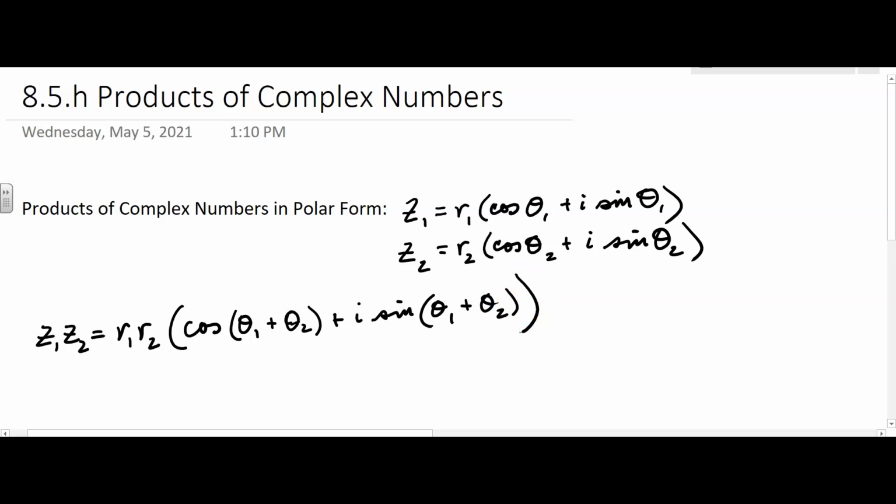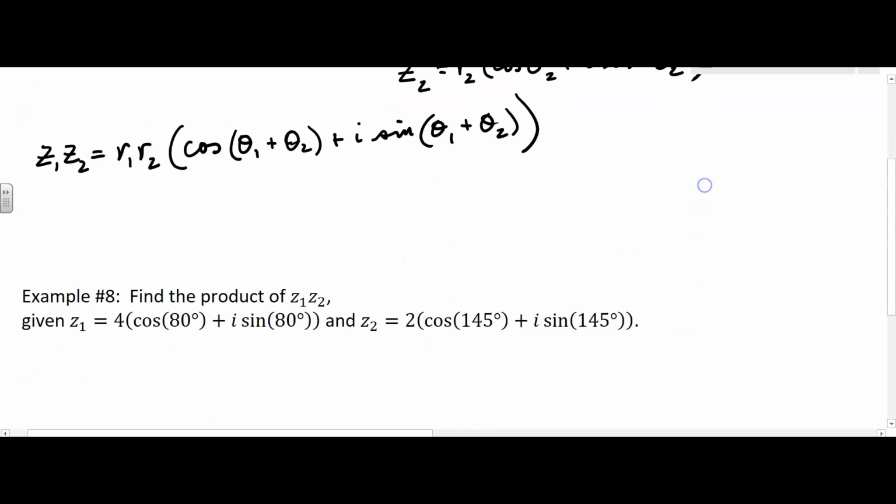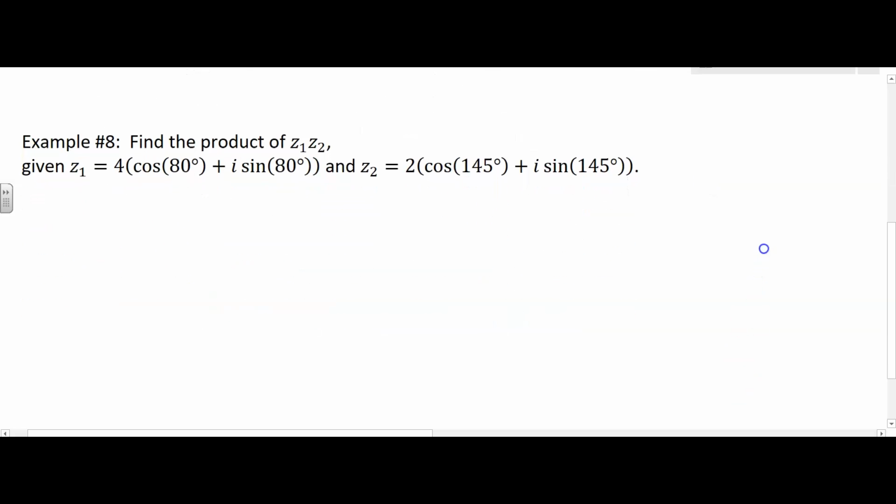Now you might be thinking, well, why don't we just do it in rectangular form? Wouldn't that be easier? Well, if you had a lot of complex numbers that you wanted to multiply together, it might be easier to do it in polar form. Or if they gave it to you in polar form.